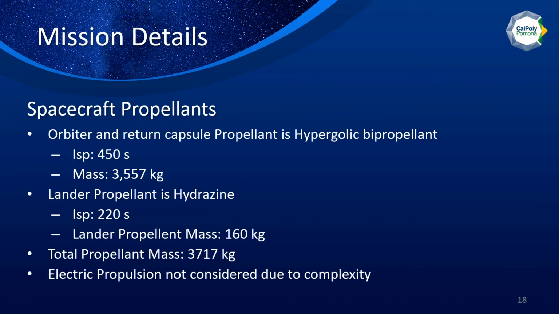So, a hypergolic bipropellant was selected for the orbiter and return capsule since it will be conducting large delta V burns. A total mass of 3,557 kilos are needed for the mission. Hydrazine monopropellant was selected for the lander to reduce lander complexity. The total mass of propellant for the entire spacecraft is 3,717 kilograms.